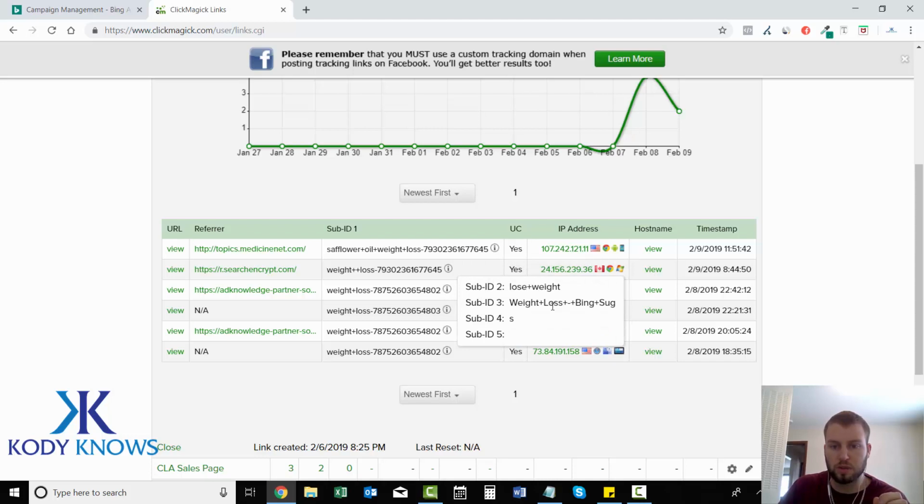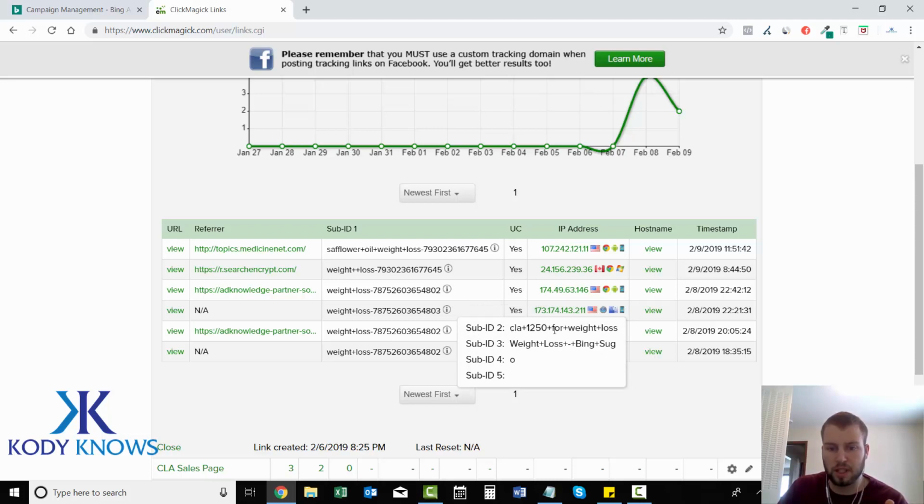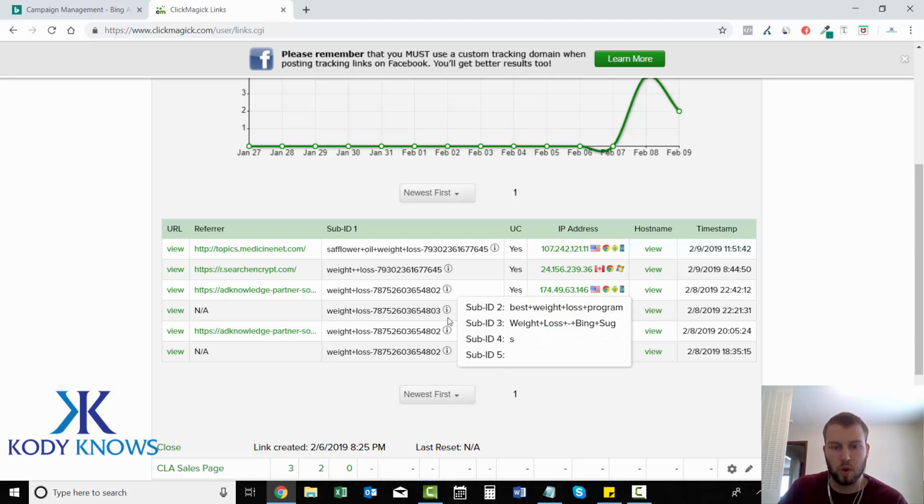Okay. This one was lose weight from weight loss plus Bing suggested syndicated search partner. Next, best weight loss program. This was weight loss plus Bing suggested, and it's syndicated again. And this one is weight loss. What was actually typed in was CLA plus 1250 for weight loss, and the keyword weight loss generated this click. And this was in weight loss plus Bing suggested, and this was owned and operated. So there's only one owned and operated click out of all six of these.